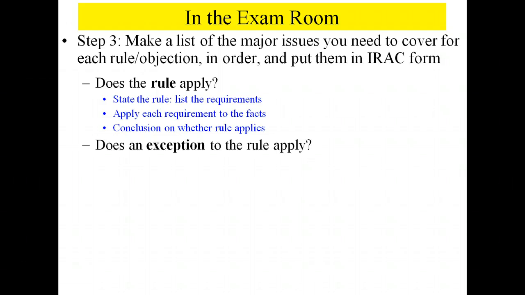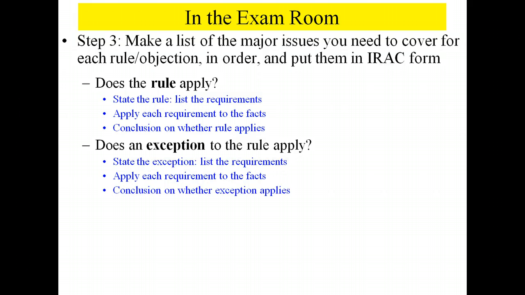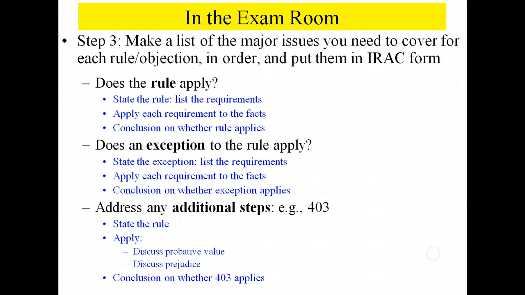You should also consider whether an exception to the rule applies. There might or might not be exceptions to that rule, but think about it. If there is an exception, again, use the IRAC form, and then do the same for any additional steps you might need to cover, such as Rule 403.